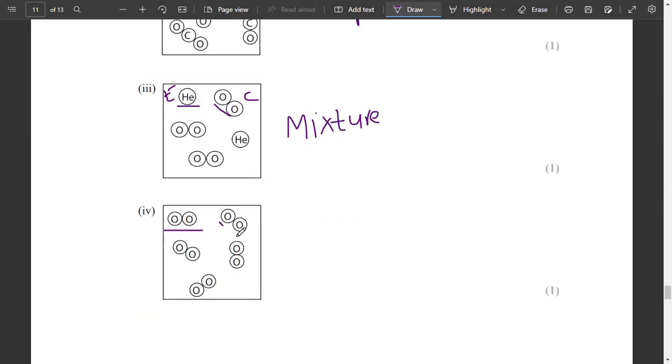ये क्या है? O2, O2, O2. I told you that O2 is not a compound. It's a diatomic element. ये आपके पास क्या होता है? Basically ये diatomic element है. तो ये भी basically element ही इसका आंसर होगा. This is the question that the examiner gave you to confuse. क्योंकि some elements exist individually, but oxygen always exists in a diatomic form.